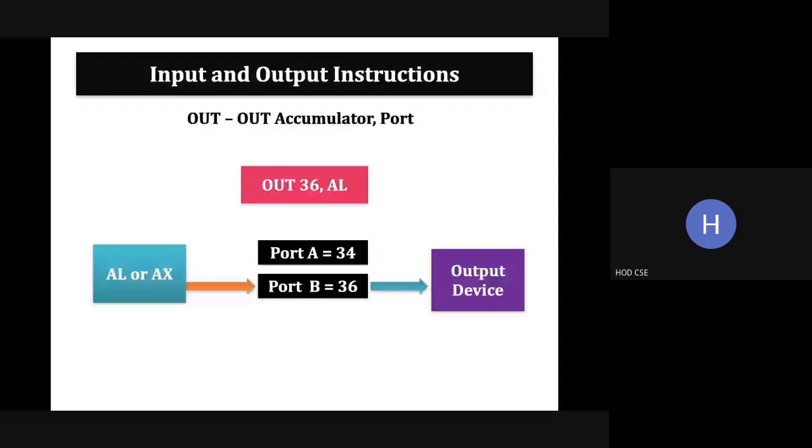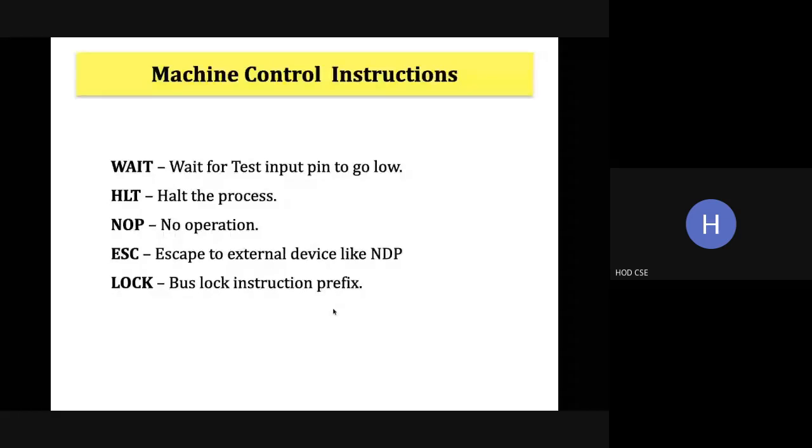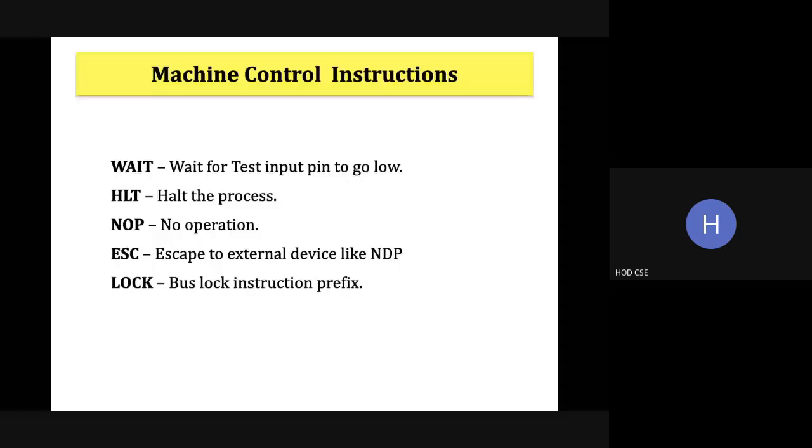The last one is the machine control instruction. The WAIT instruction is used for this. We can make the processor wait for some time if the data is not available, and for that we can use this. HALT is to halt the process, you know that. Then there is the no operation instruction. The ESCAPE instruction is used to control the numeric data processor.